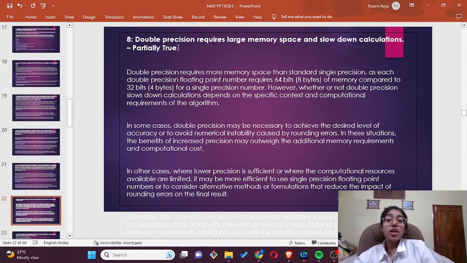Eighth question is, double precision requires large memory space and slows down calculation. It is true. Double precision requires more memory space than standard single precision, as each double precision floating point number requires 64 bits of memory compared to 32 bits for a single precision number.